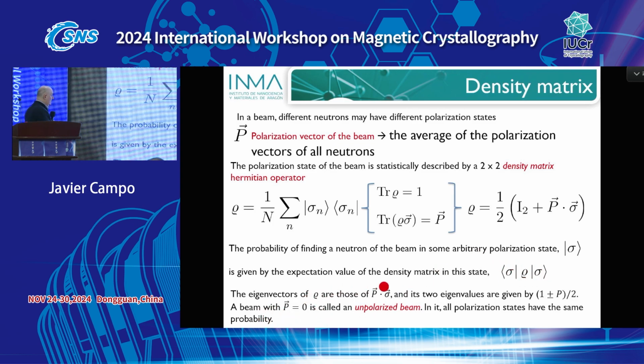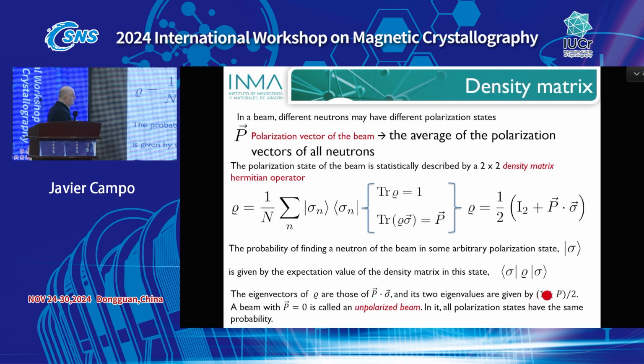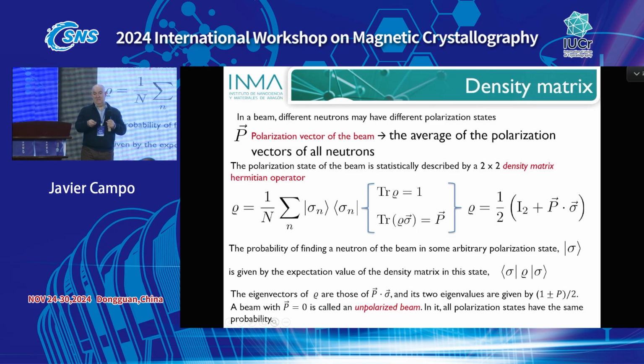And the eigenvalues of the density matrix are 1 plus and 1 minus P, divided by 2. If the polarization is 0, it means that the beam is not polarized. That means that all polarization states have the same probability. If there is no polarization, all the polarizations have the same probability. If the beam is polarized, that means that we have probability 1, or quasi 1, to have this state or the other state.